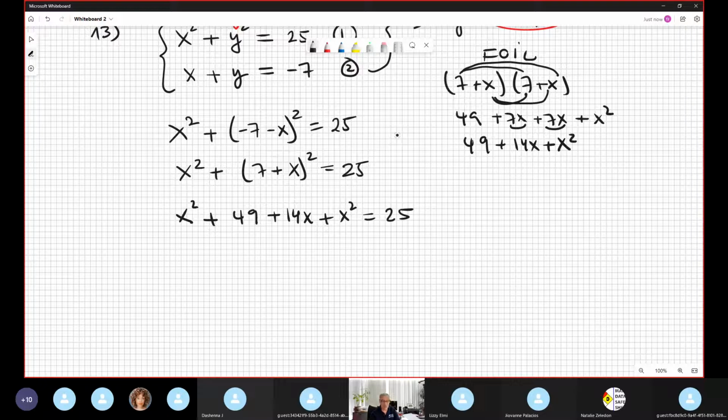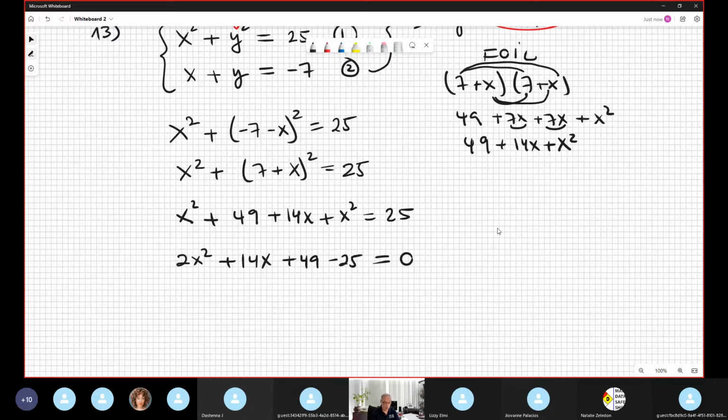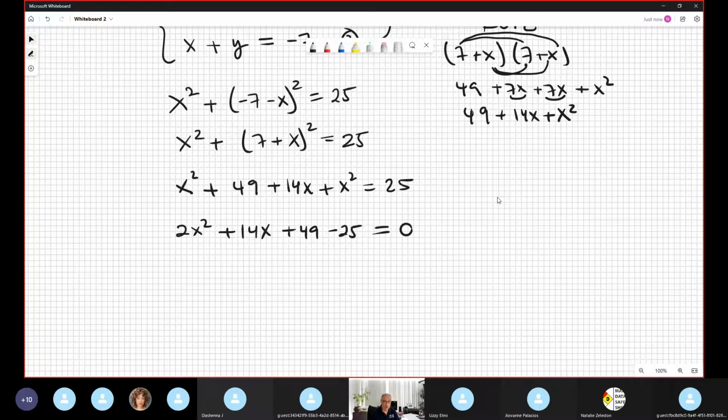I realize, wow, this is a quadratic equation. When I combine later, x squared plus x squared is 2x squared, plus 14x plus 49 minus 25 equal to 0. Standard, right-hand side 0 always. And 49 minus 25 is 24. So 2x squared plus 14x plus 24 equal to 0.